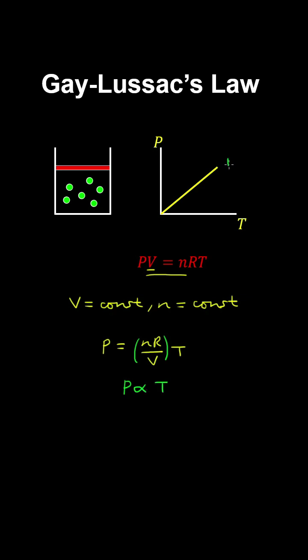So we can plot this linear relationship, and an example is if we apply a heat source, while the volume is held constant, then the molecules vibrate and bump into each other and the walls of the container more often, and therefore the pressure increases linearly with temperature.